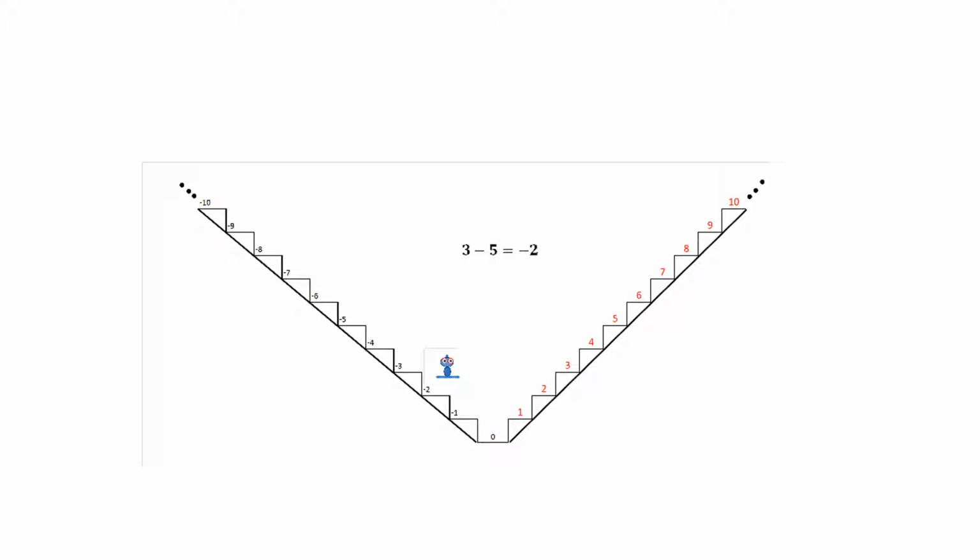We could also think of another way of doing this. If you go up 3 steps and then to the left or down 5 steps, you went down more steps than you went up. So we know it's a negative, and then you could say, well, 5 minus 3 is 2, but it's a negative.